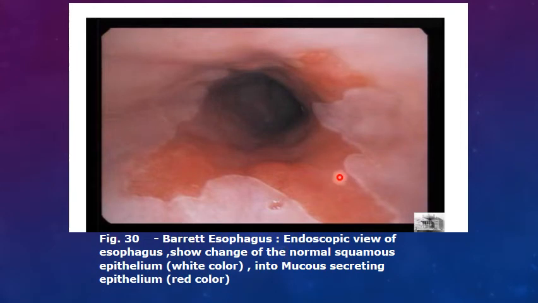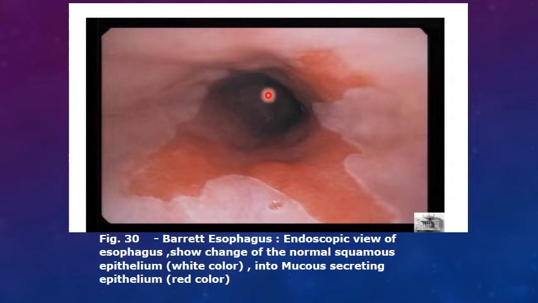Look here. It is an endoscopical view of the esophagus, showing the changes of the normal squamous epithelium. This is a normal squamous epithelium of the esophagus. When there is chronic reflux of the acid in a patient with GERD, you will hear this clinical term, gastroesophageal reflux disease.